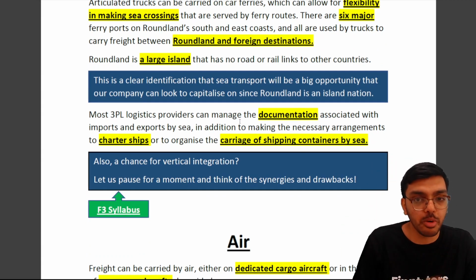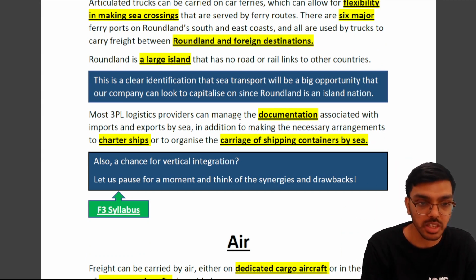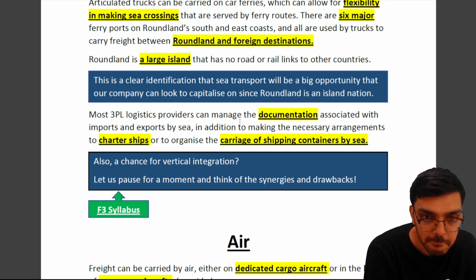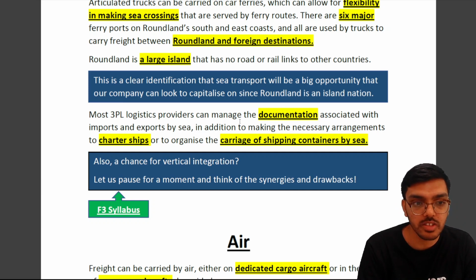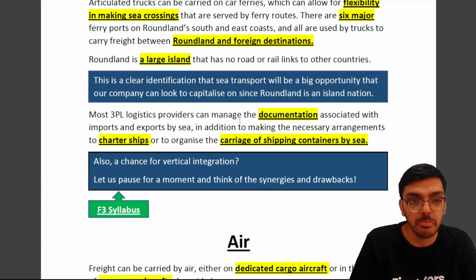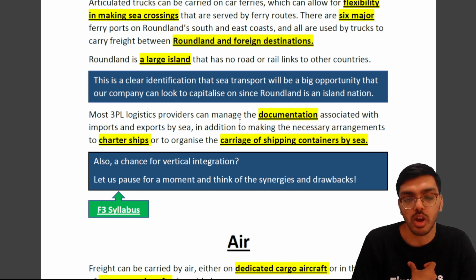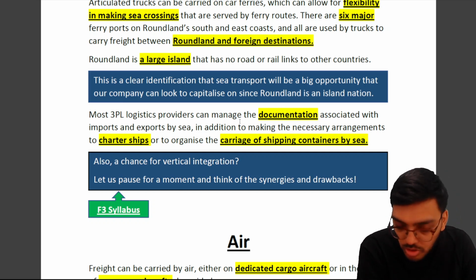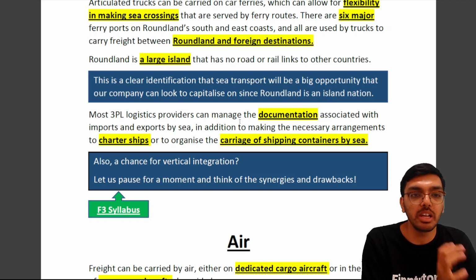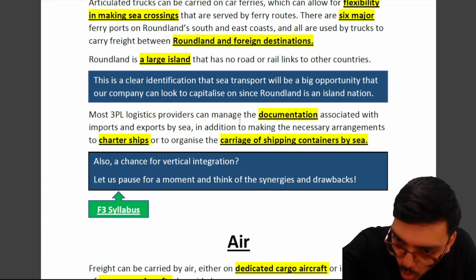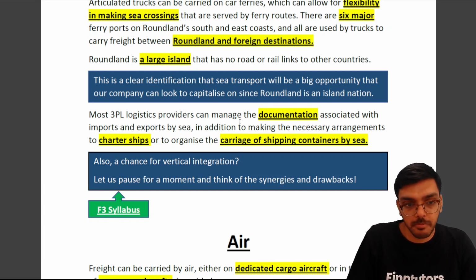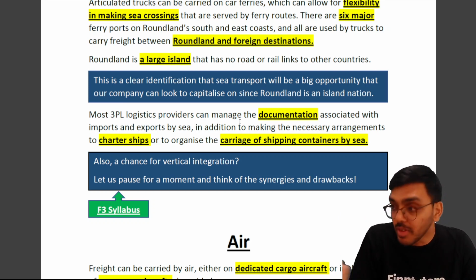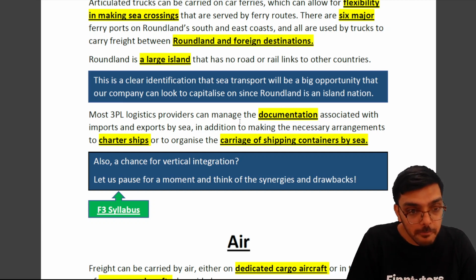Most 3PL logistics providers can manage the documentation associated with imports and exports by sea, in addition to making the necessary agreements to charter ships or to organize the carriage of shipping containers by sea. Remember, the documentation will have to be done by the 3PL logistics provider, by us, by Daistruk in this situation. So a strong documentation, agreement or legal department will be needed within the company to make sure all of this is in good order, because these are goods of high value. If anything goes wrong, the companies will become liable.